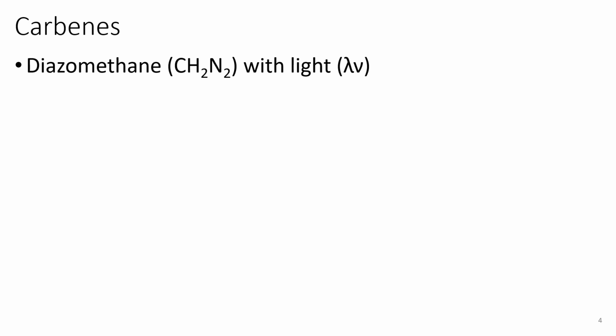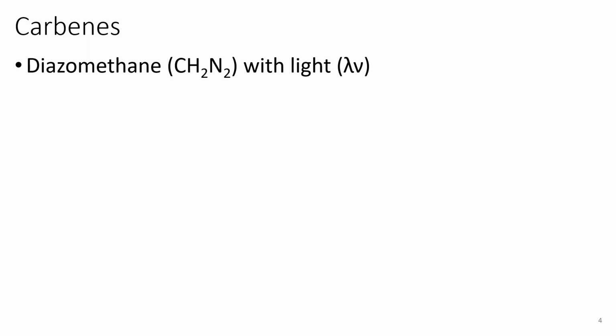So one of the ways that we can generate a carbene is through the use of diazomethane with light. Our abbreviation or our notation for light is to use h times nu. If you remember from your freshman level course, this is how we would calculate the energy associated with light. It would be equal to Planck's constant times the frequency, which is nu. So we'll use that abbreviation to represent that we need light to run our chemical reaction.